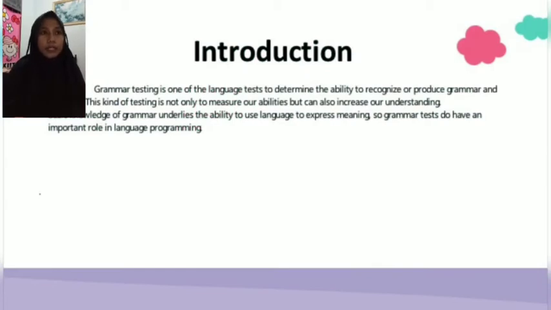Introduction. Grammar testing is one of the language tests to determine the ability to recognize or produce grammar and its usage. This kind of testing is not only to measure our ability, but can also increase our understanding. Basic knowledge is a grammar that underlines the ability to use knowledge to express meaning. So grammar tests do have an important role in a language program.